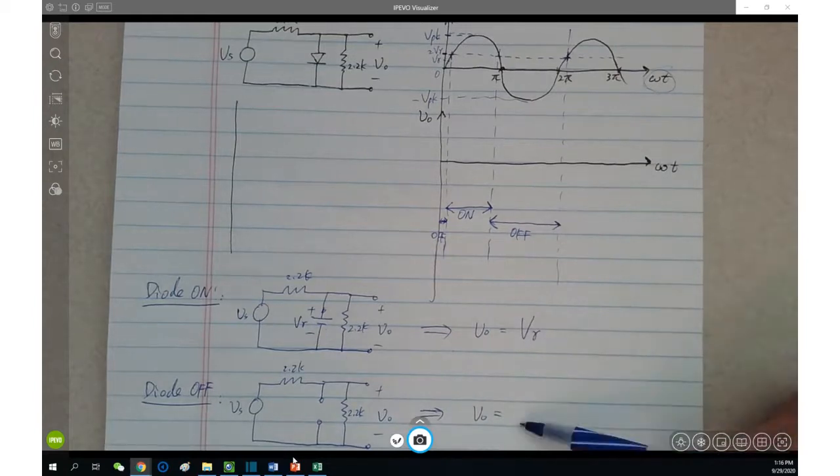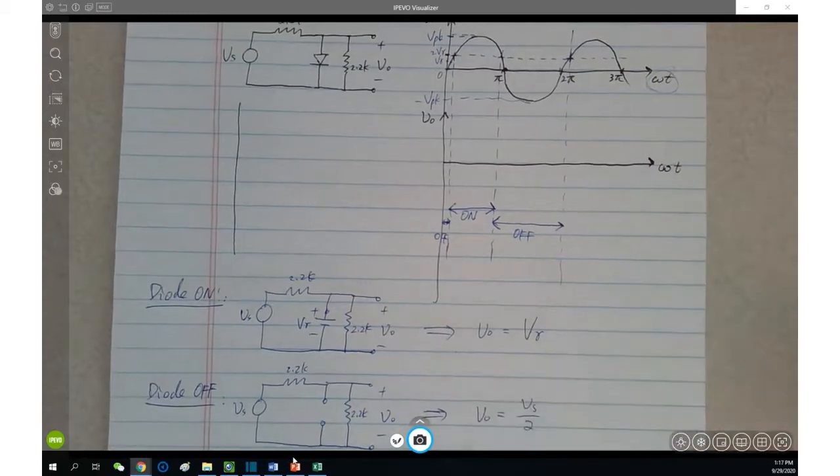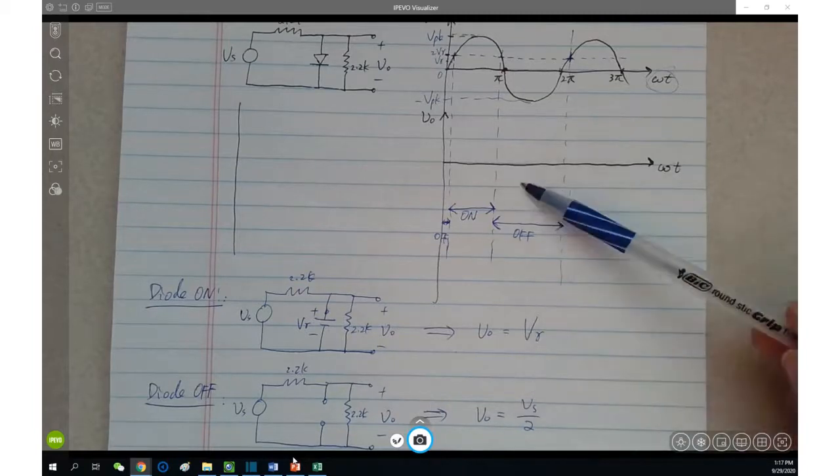And then what is the output voltage here then? Vs over 2. Obviously, Vs over 2. This is the voltage divider in the circuit 1. Very good. The rest of the thing is how you translate these two results into the graph.